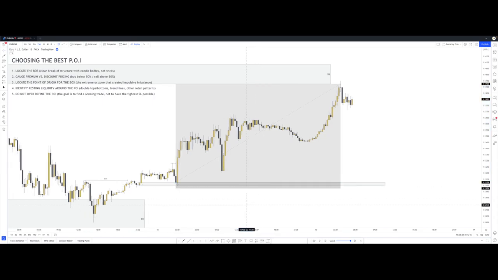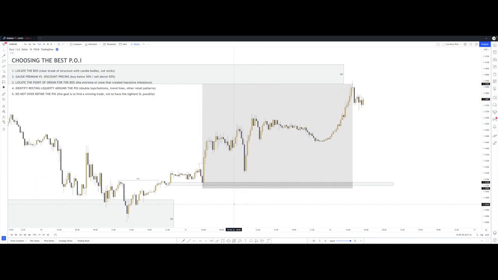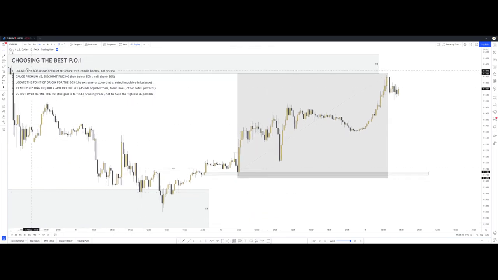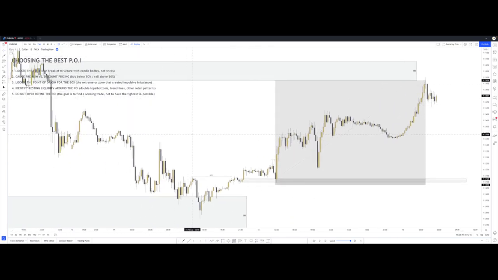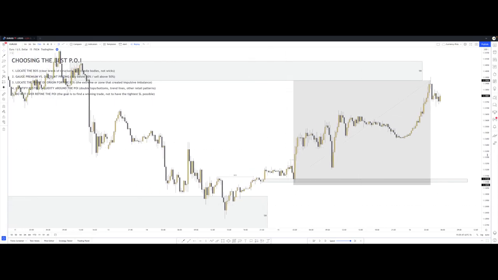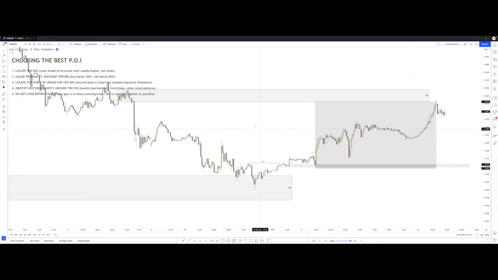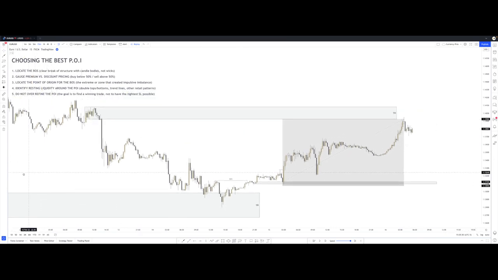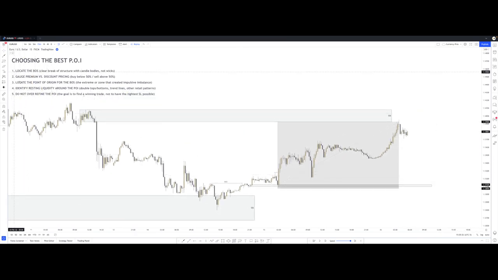And I really hope this showcased how the confirmation entry can be utilized using these 5 steps. So this was a very profitable trade, and we've now gone over 4 examples of how to utilize these 5 steps to choose your best point of interest. We've gone over 2 risk entries and now 2 confirmation entries.